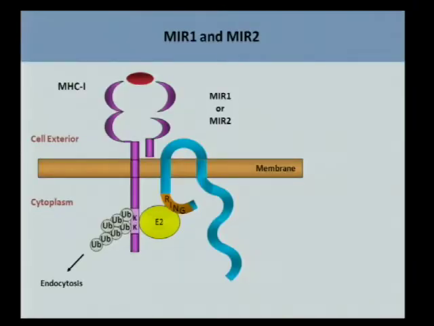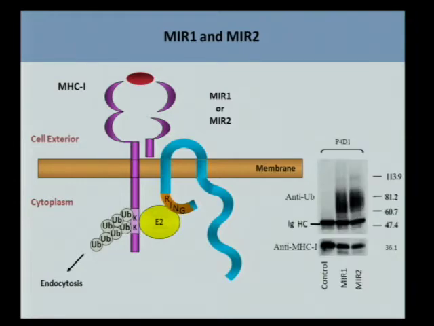They are two transmembrane E3 ligases. They interact with an E2 enzyme via their RING domain, and they interact with MHC class 1 via transmembrane interactions. Once they're in connection with the E2 and the substrate, they can facilitate ubiquitination of MHC class 1, which inevitably leads to endocytosis and degradation via the lysosome. If we do an immunoprecipitation for MHC class 1 in the presence of MIR-1 and then blot for ubiquitin, you can see MHC class 1 is heavily ubiquitinated in the presence of MIR-1 and MIR-2, and this ubiquitination is completely correlated with the degradation of MHC class 1.